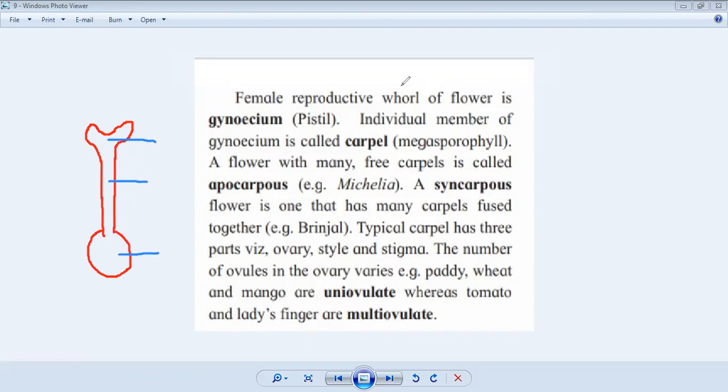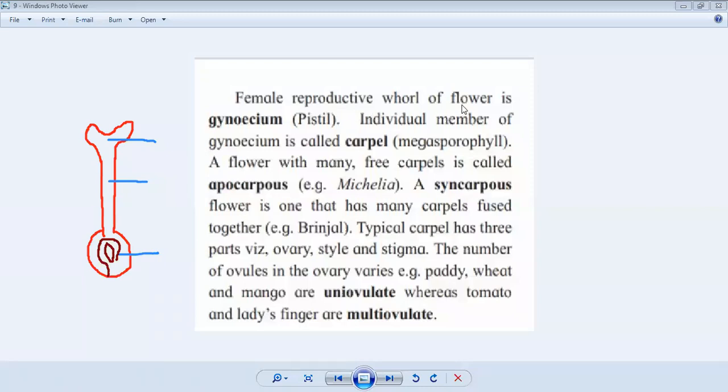Inside the ovary, there is the presence of the structure of ovule. ठीक है, यहाँ पे ovule का structure मिलेगा आप लोगों को. You will get the structure of ovule, which is basically the anatropous ovule. ठीक है, वो anatropous ovule होता है.